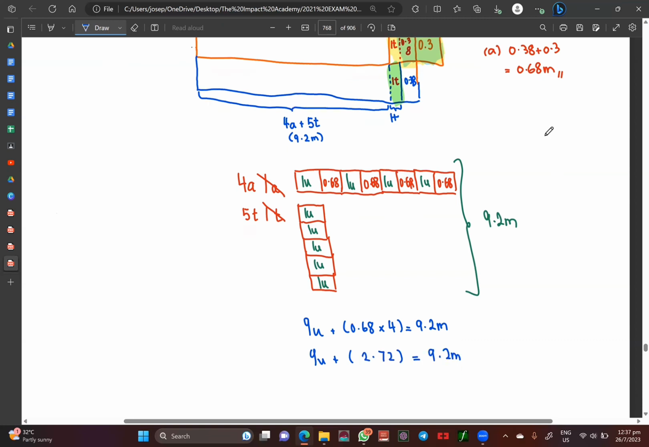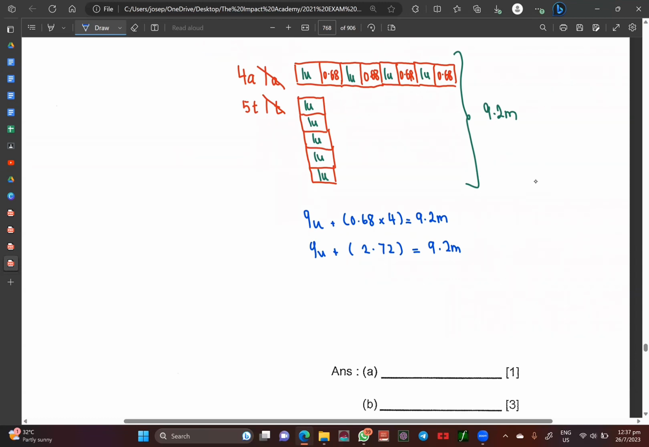Agree so far? All right. So don't forget that this is also in meters. Now, what are you going to do then? You're going to bring this over, right? Same family sit together. 9 units is 9.2 minus 2.72. Make sense? So we simply do 9.2 minus 2.72. We get an answer of 9 units being 6.48 meters.